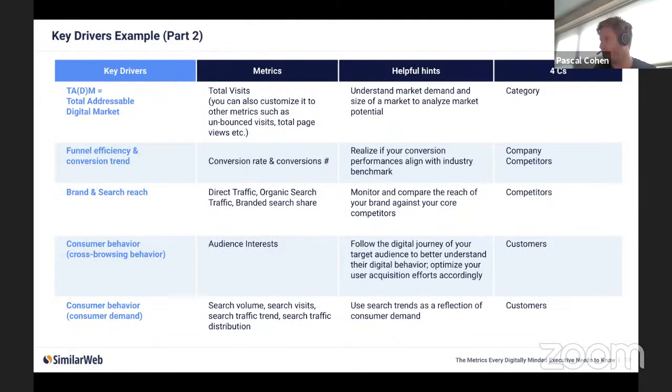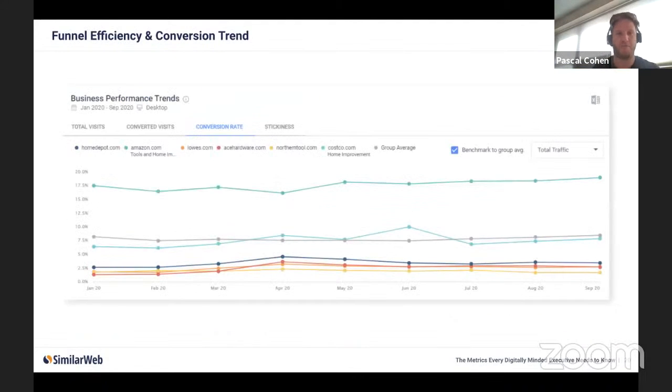So let me dive into the examples. Earlier I mentioned funnel efficiency and conversion trends. Here I took the home improvement category in the United States, and I chose conversion rate. This is super important: contextualizing your performance. If you know your own conversion rates, you know how you're doing, but you don't know how you're doing against the industry and against your core competitors.